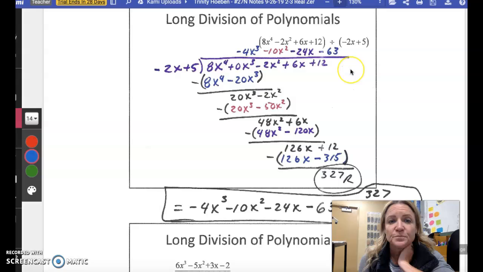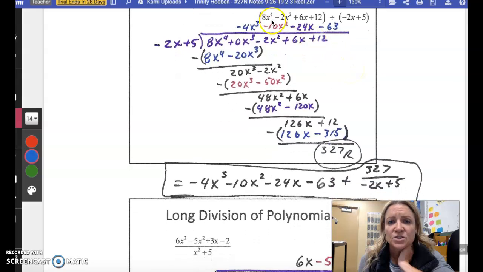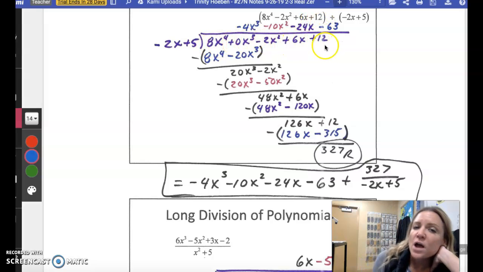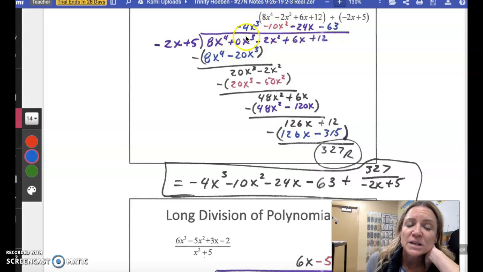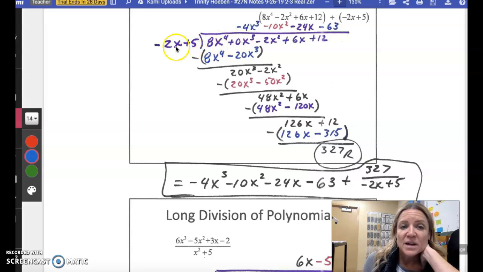The next problem, we're going to take 8x to the 4th minus 2x squared plus 6x plus 12 and put it under the division bar. We are missing the cube in here, so I filled in my placeholder of the 0x cubed. And we're going to start by dividing. So negative 2x goes into 8x to the 4th, negative 4x to the 3rd times.